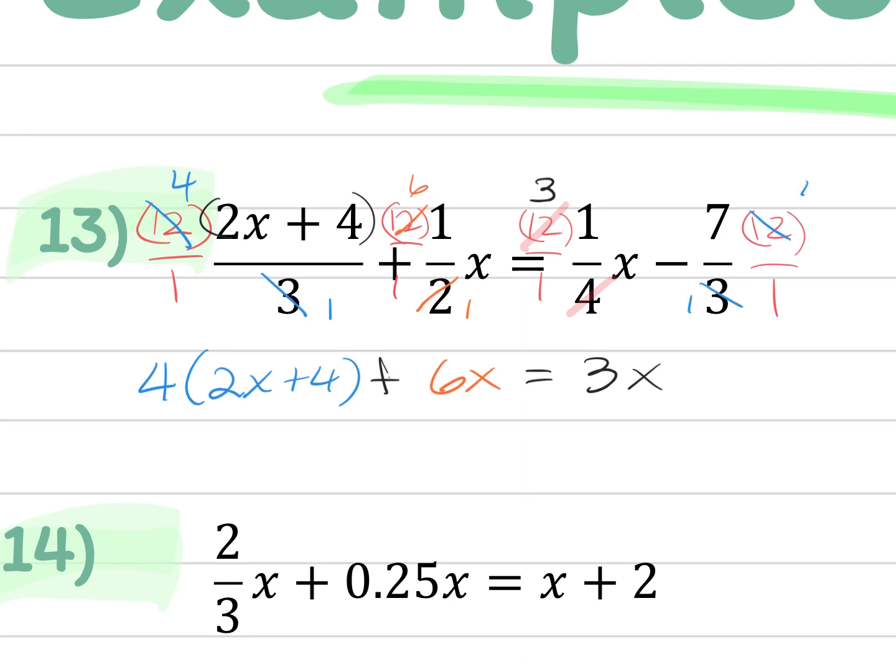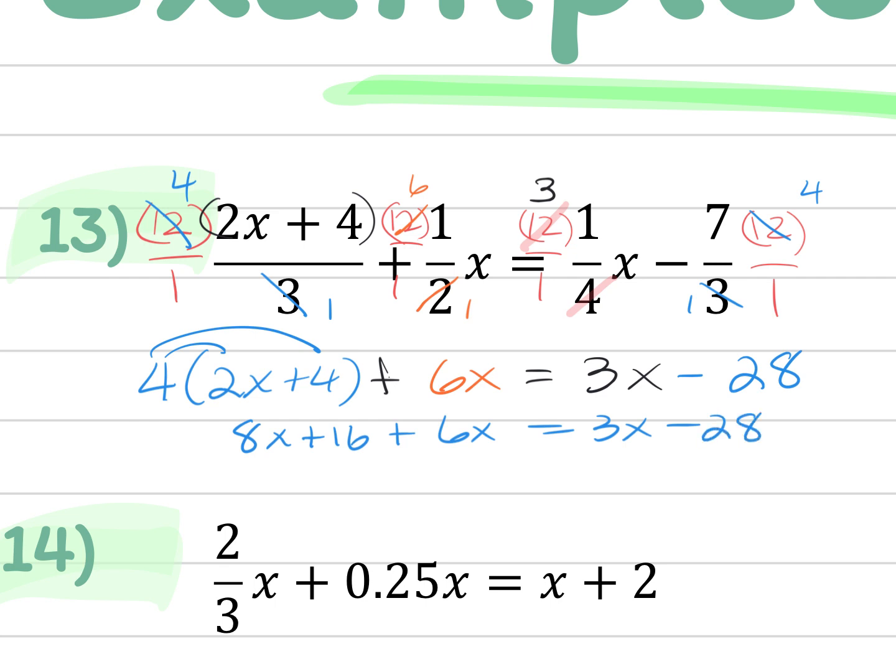And then lastly, same thing here, simplify. 12 divided by 3 is 4. So I need to multiply 7 times 4, and I get 28. I need to distribute the 4 here, and this gives me 8x plus 16 plus 6x, just rewrite the rest of the problem. And now I don't have any fractions to deal with.